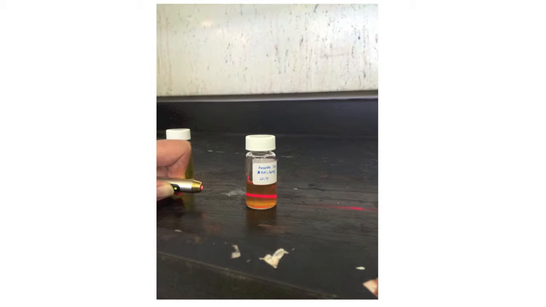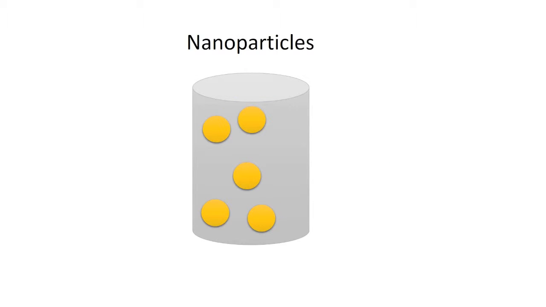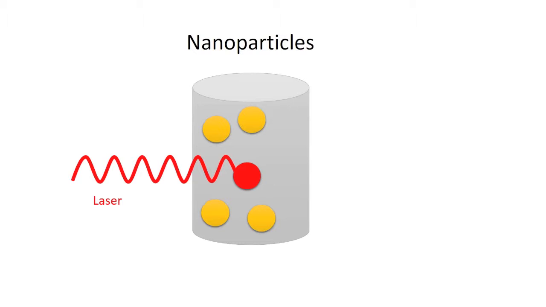This demonstrates the Tyndall effect, which is the scattering of light caused by colloidal particles, that is, particles approximately 1 to 1,000 nanometers in size, so on the nanoparticle scale. Because the wavelengths of visible light are similar to the size of the nanoparticles, it can't travel in straight lines and instead collides with the nanoparticles and becomes scattered, making the beam of light visible.